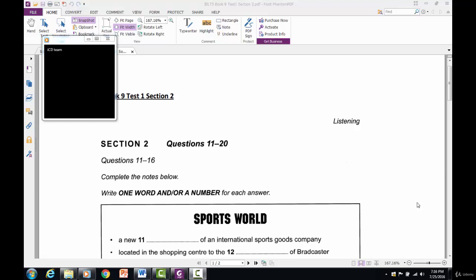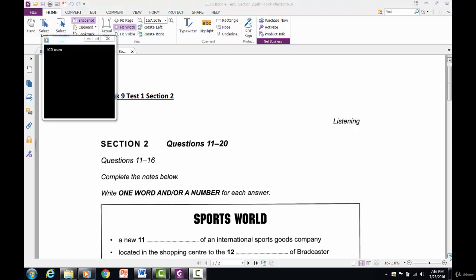Okay, now let's go through some examples for Section 2. As we go through these examples, we'll be stopping and going through some of the tricks that they're using, so that you can understand how to watch out for getting the correct answer choice. Okay? All right, so for this Section 2, of course, it's going to be 11 through 20.